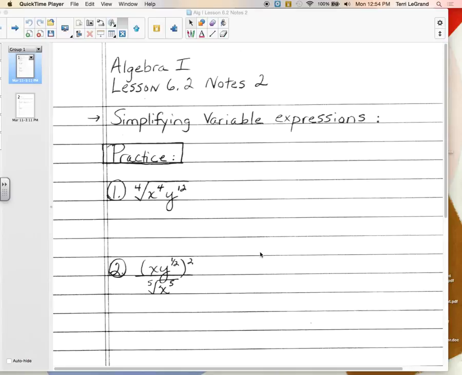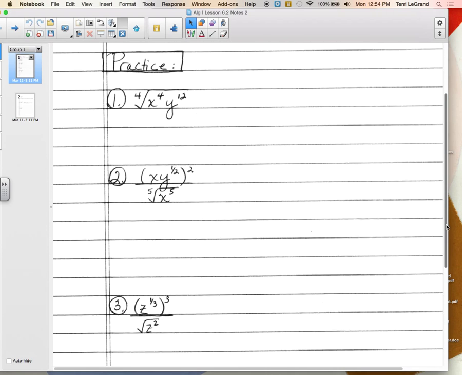Simplifying variable expressions. We've learned all of the rules, the properties, but there are going to be a couple we're going to use today that they also are assuming you came to Algebra 1 already knowing, okay? And we're going to use those almost right away here.